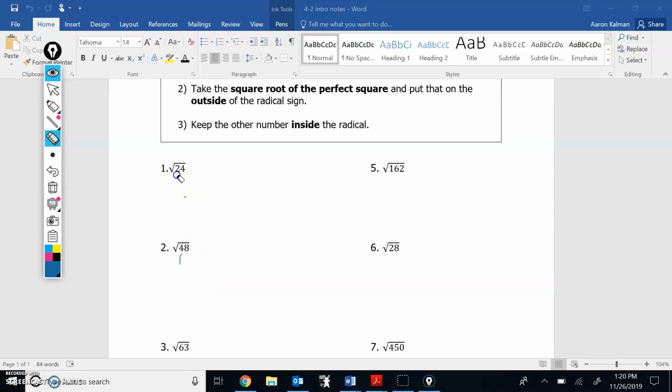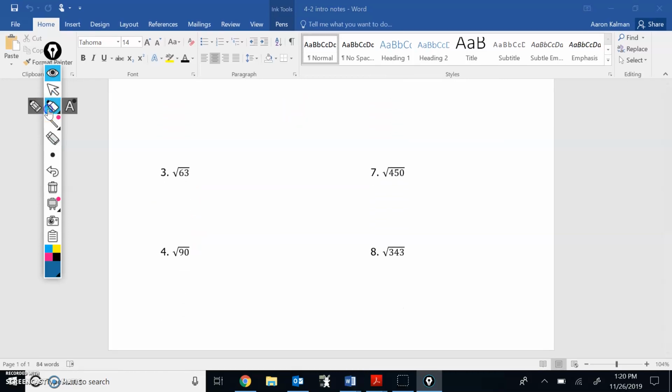Let's do 63. Think about the biggest perfect square that goes into 63. And when you're doing this, guys, I would recommend writing out all the perfect squares at the top of your paper. So that could be broken down into 9 times 7. The square root of 9 is 3, and you leave the other number in the radical sign. The square root is called a radical.